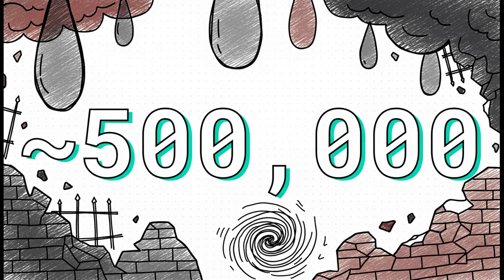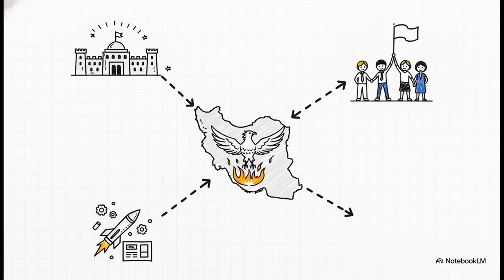That trauma of immense loss, of being invaded and feeling totally alone, is just seared into the country's collective memory, and it still shapes how they think about strategy today. But here's the wild part. This absolute catastrophe, in a strange way, is what actually saved the Islamic Republic.